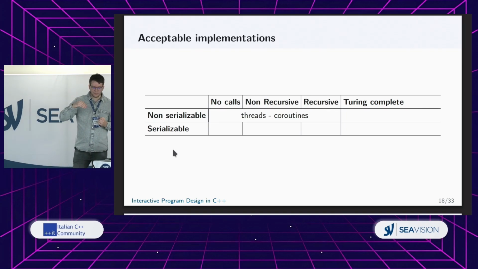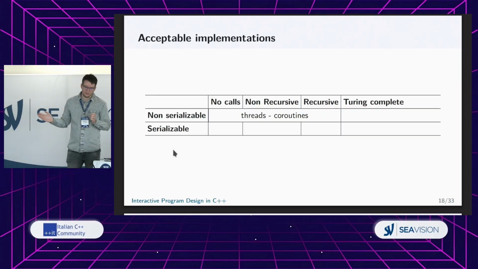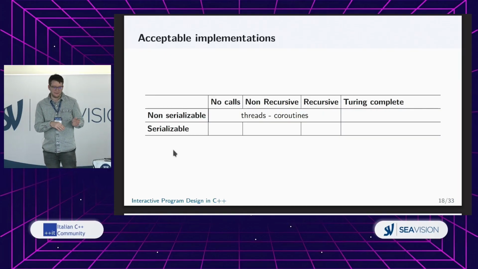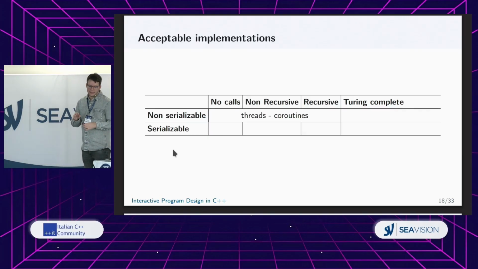But then if you need serializable systems, you have to categorize them depending on the complexity of what you want to do. So this table is organized left to right in growing complexity of programs. So a program with no calls is a subset of programs with no recursion, which are a subset of recursive programs, which are a subset of Turing-complete programs. I will explain what they mean exactly, do not worry. But now we want to find a solution that works for every one of these situations.